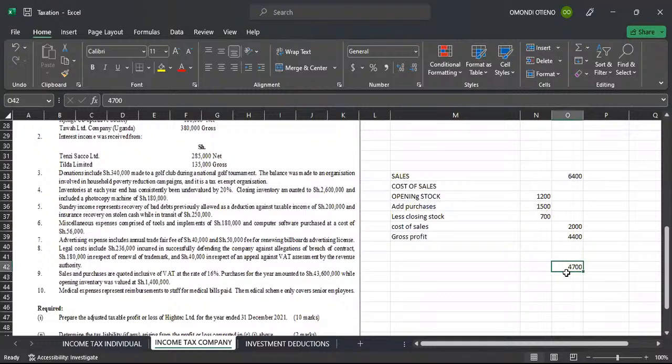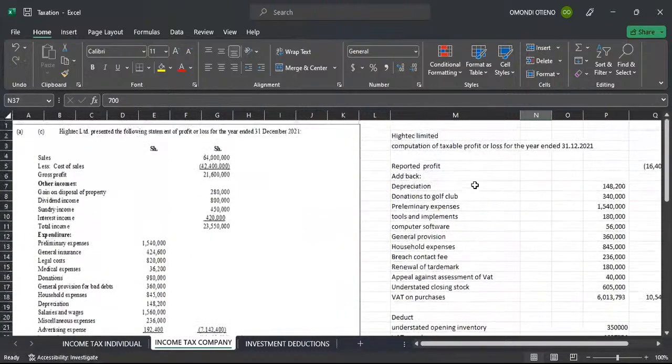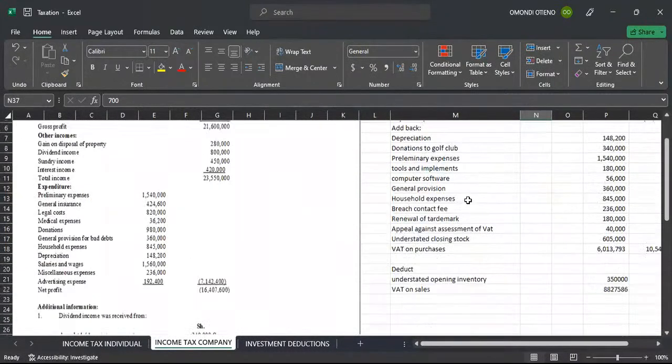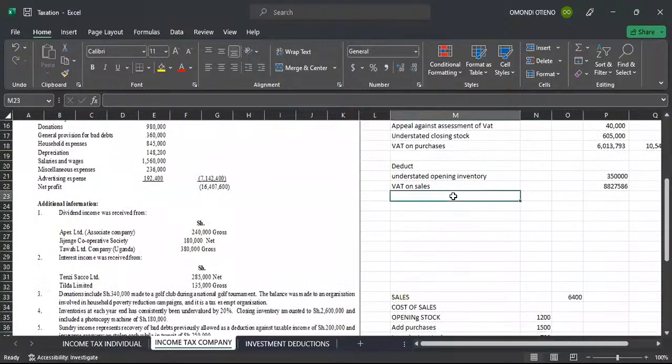It exaggerated our profit. So if there's an item which increased your profits, but it should not be there, what are we going to do to rectify that mistake? Are we going to add it back up here? Are we going to less it down here?